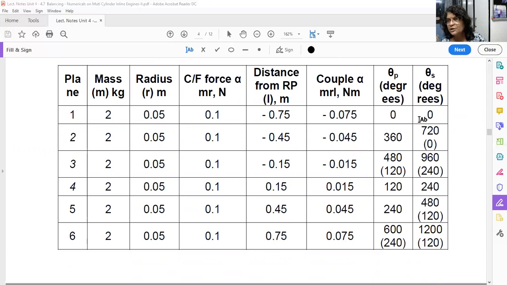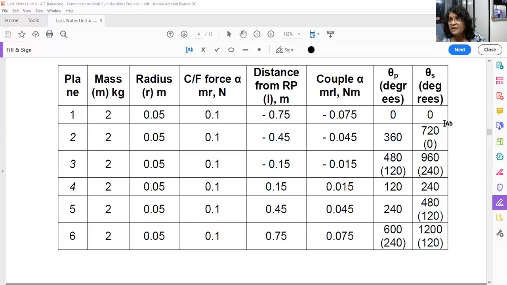0 into 2, 0. 360 into 2, 720. So 720 means, you know, 720 minus 360 minus 360, it is 0 degree. Then 480 into 2, 960. 960 minus 720, it is 240. Or you can make 120 into 2, that is 240. 120 into 2, 240. 240 into 2, 480 minus 360, 120. Then 600 into 2, 1200, minus 720 minus 360 will give you 120. Understood?